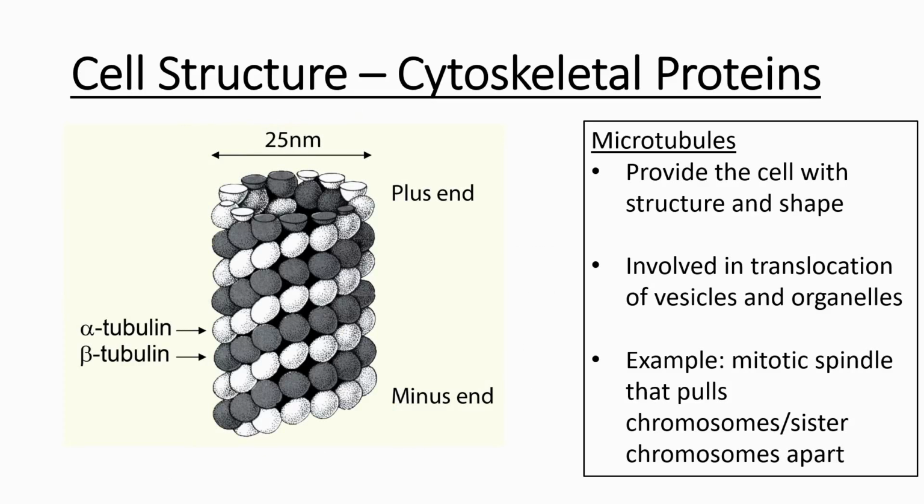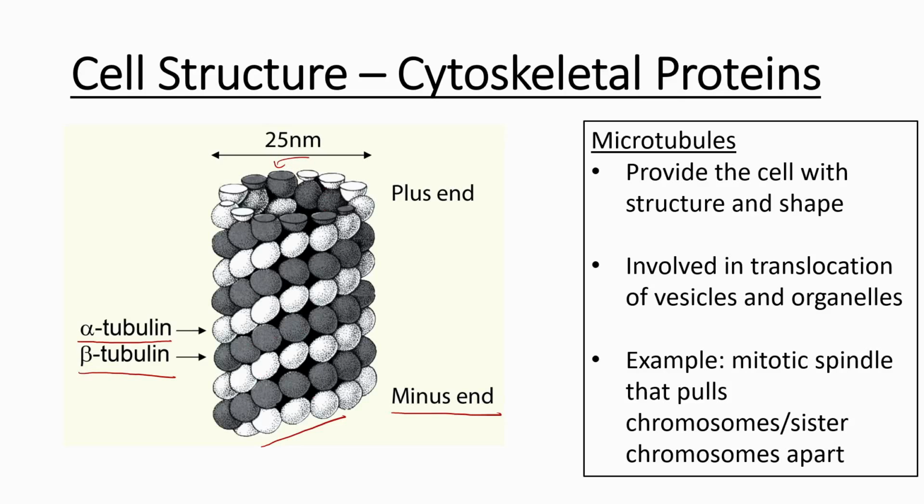Let's look at a microtubule. It's made up of two subunits, alpha tubulin and beta tubulin, and you can see that they are repeated throughout in this structure. So we have layers. Firstly, if you look at the minus end here, we start off with a layer of alpha tubulin, and then beta, and then alpha, and they alternate. And on the other end, the plus end, we end up with a layer of beta tubulin.